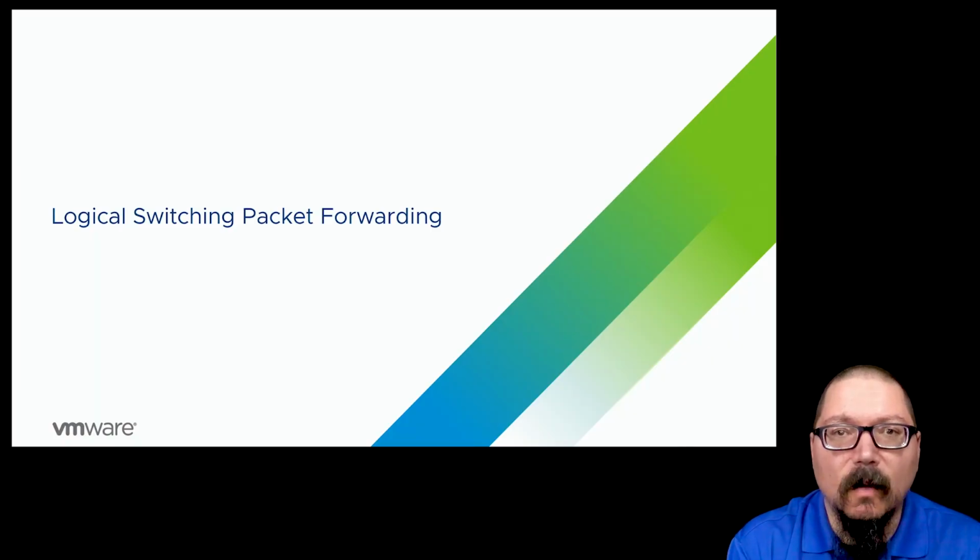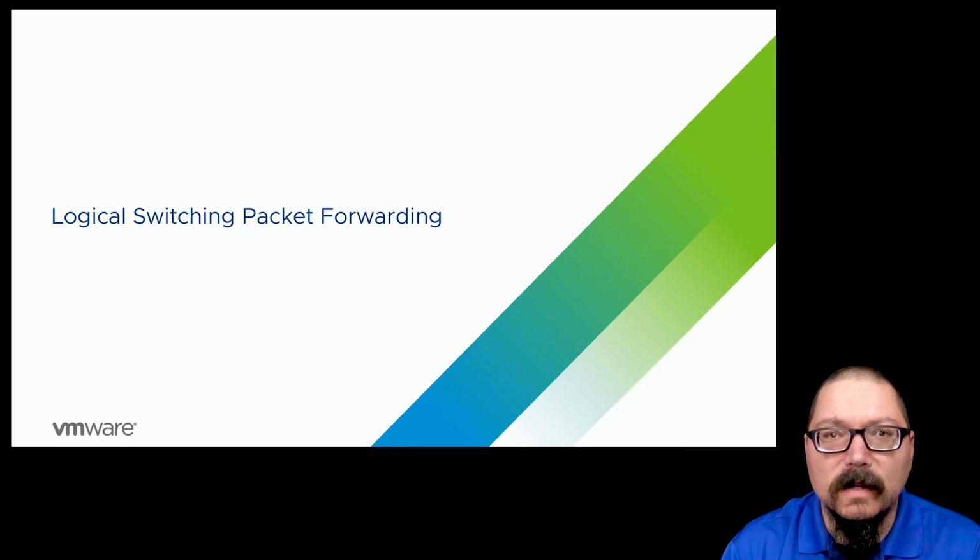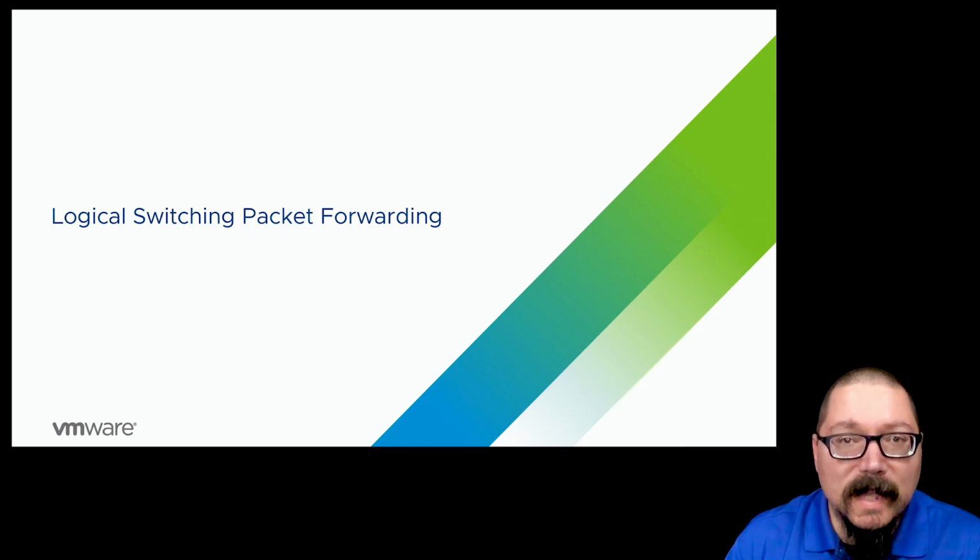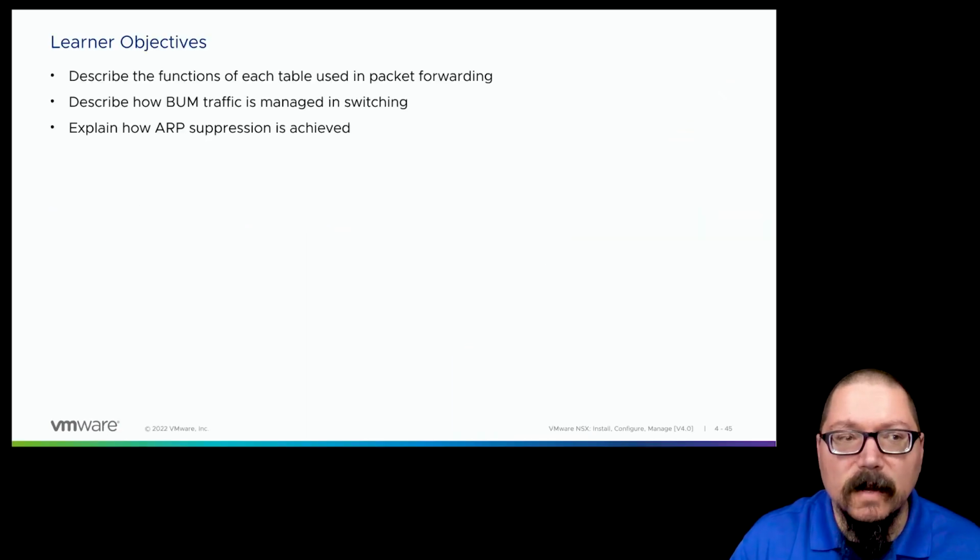Okay, so we've talked about configuring segments. We've talked about segment profiles. We've talked about what these segments even are and how this all comes together. Now, here we're going to talk about what's going on as we forward these packets around the NSX infrastructure. What happens as we talk from hypervisor to hypervisor, from tunnel endpoint to tunnel endpoint? That's really what this is all about.